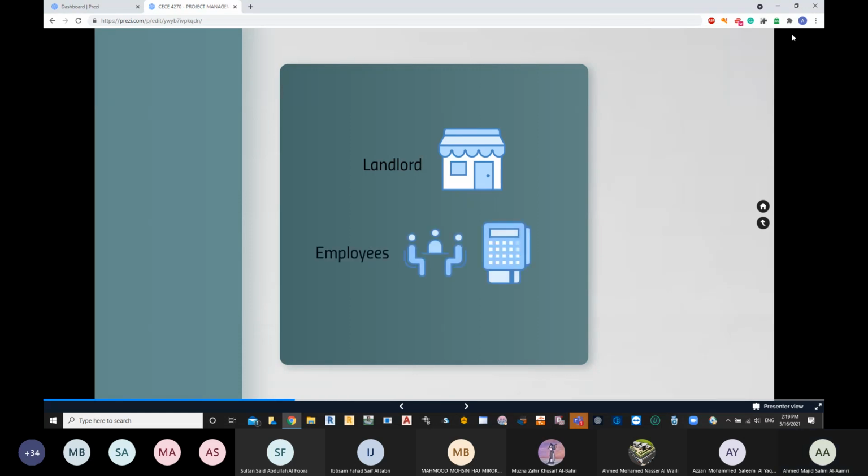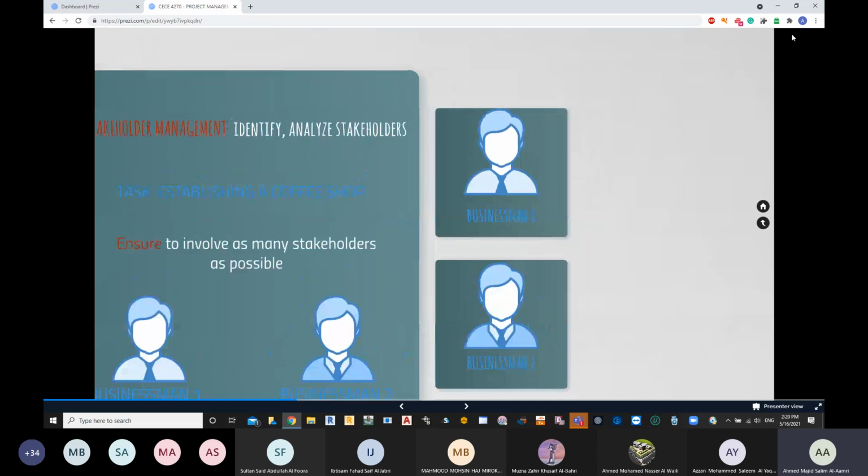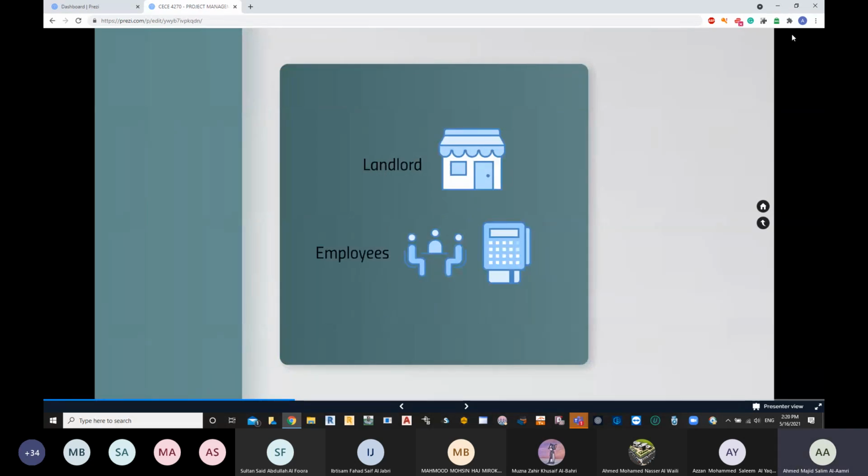Okay. So businessman number one, the first stakeholder he considered is the landlord. Landlord is the person who owns the land, the person to whom he will pay the rent. And then his second stakeholders were the employees, the workers with him. So he had two stakeholders. He studied the rent and the landlord, and the requirements of the employees.